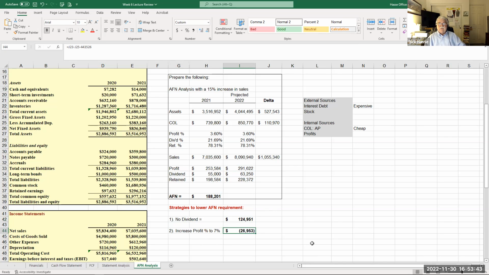So these are the strategies that a lot of MBA finance people use at companies. They take a look at their financial statements and project out 1 year, 2 years, 3 years, and they use models to determine what type of external demands on their cash are going to be needed to make these things happen. In this case, $188,201 of external cash they need to go out and raise to meet their 15% goal.